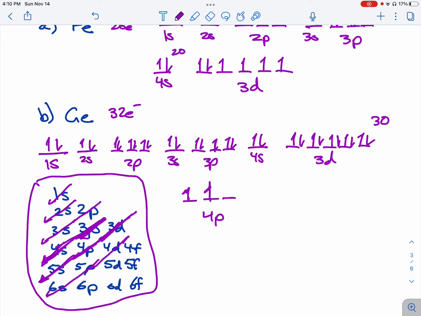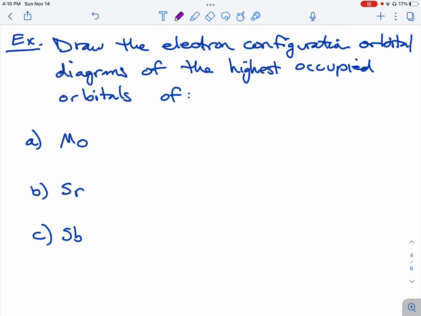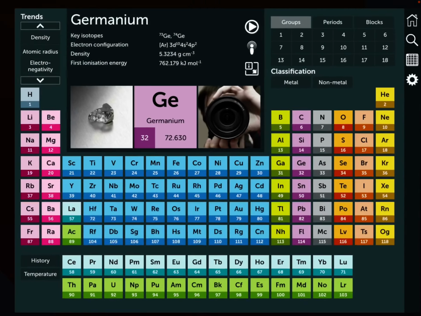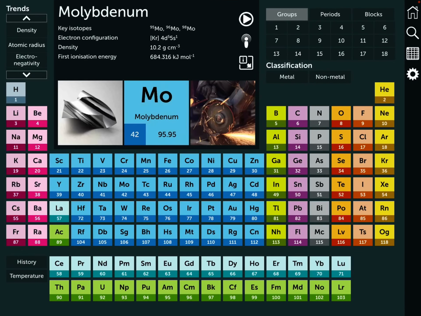All right, so now for the shortcut. Draw the electron configuration orbital diagrams of the highest occupied orbital. In other words, the last orbital that has any electrons in it for molybdenum. So let's go back over to our periodic table. Molybdenum, element 42 over here. Notice that it's in this middle part here, which on my periodic table is colored blue. And actually here, let's draw this out before we do anything.